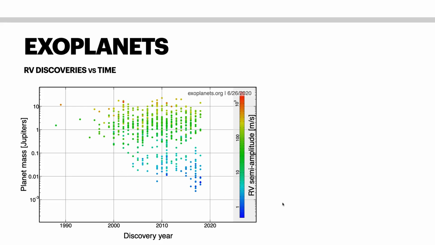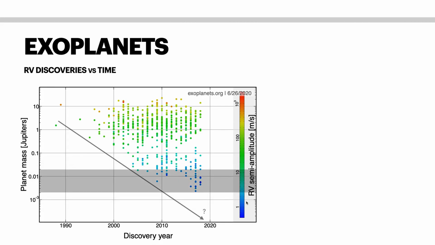So this plot visualizes some 600 RV discoveries over the past few decades. Now, for quite a long time, continual improvement was the norm, and the RV method yielded lower and lower mass exoplanets associated with smaller and smaller RV signals. But then, at about the 1 meter per second mark, things stagnated.